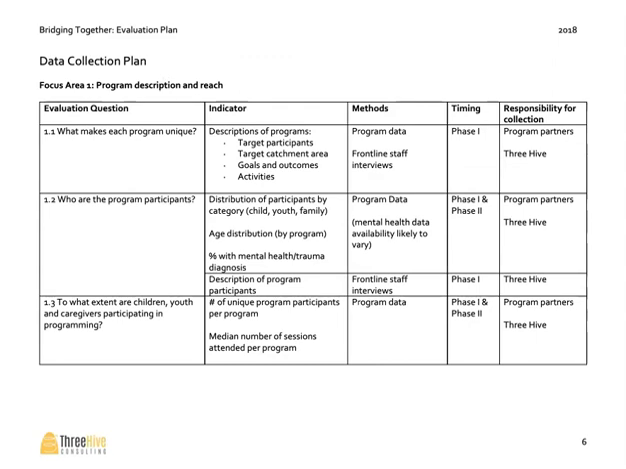So here's the most interesting stuff, of course, our data collection plan. We've divided this into, again, the 4 different focus areas and defined different evaluation questions that will help us to tell the story as it relates to each of these focus areas. So the first question, what makes each program unique? Our indicator that we use to answer that question, obviously there's more than one, but we really want to describe the program. So we want to give them a description of the target participants, the target catchment area, what region or area of the city are they serving, what the goals and outcomes are of each program.